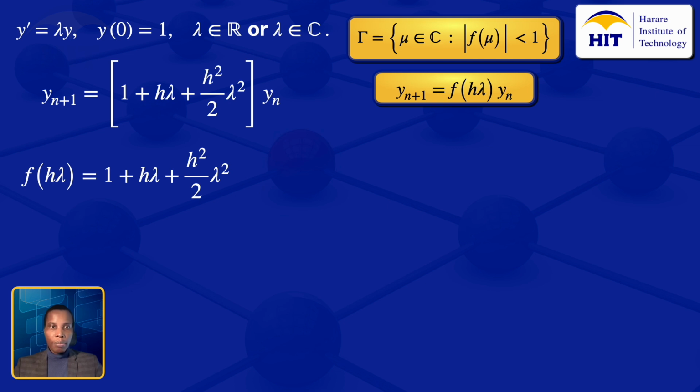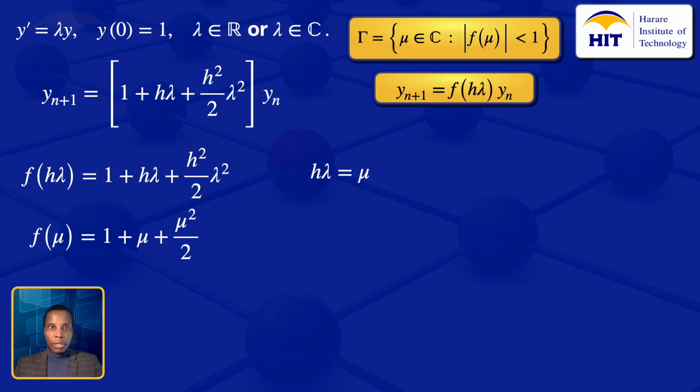But this h lambda, we can write as a different variable. We can assign h lambda to the variable mu. So wherever we have h lambda, we put mu, and we have f of mu equal to 1 plus mu plus mu squared divided by 2. But here we are saying for the region of absolute stability, we need the absolute value of f of mu to be less than 1.